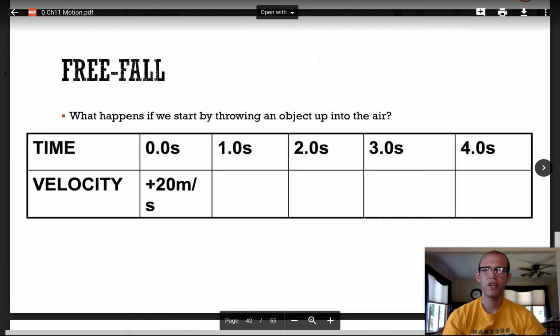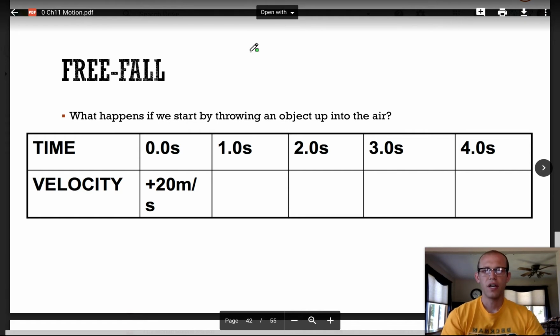Hi everyone, Mr. Neighbor, and we're talking about acceleration, specifically with free fall. So recall, free fall is when you're falling with only gravity as the force acting upon you, so you're falling at 10 meters per second squared. So what happens if we start by throwing an object up first into the air? What is its velocity going to be every single time it only has gravity acting upon it?